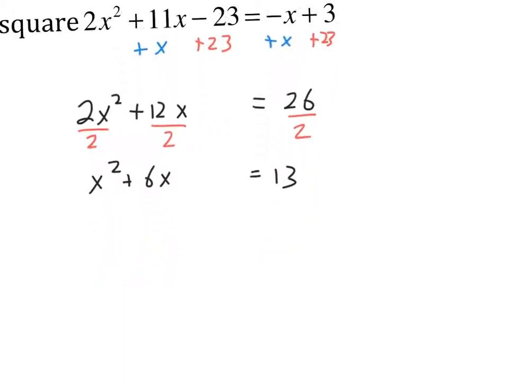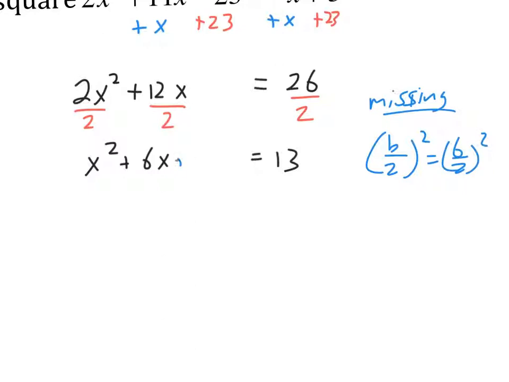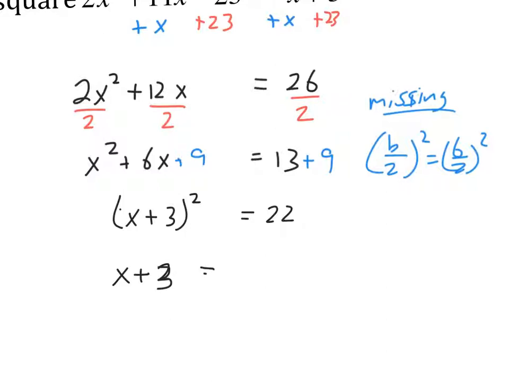And now at this stage, I have to calculate what the missing term is. So the missing term is going to be b over 2 squared, which is 6 over 2 squared. So quickly I see that I'm going to add 9 to both sides. Again, this part can be done just in your head. The left side will always factor perfectly. And this one over here gives me a 22, which we see is not a perfect square. So when I take my square root, and that should be a 3, then I'm going to say plus or minus radical 22.